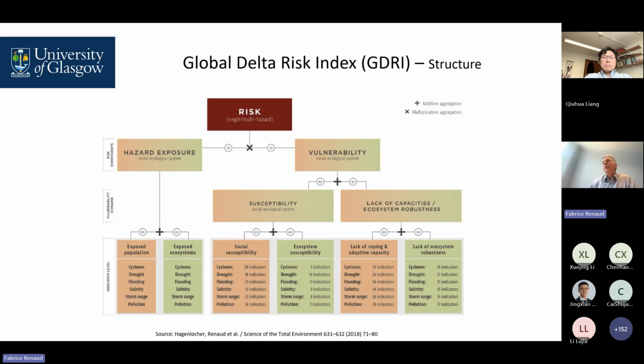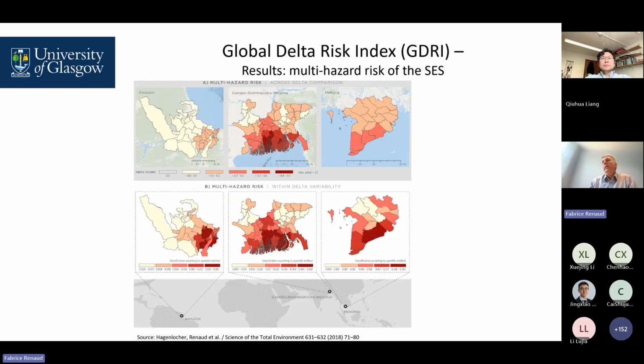And in terms of the computations that we were then going to carry out, you can see here at the base of the figure the exposed populations and the exposed ecosystems. And in terms of the susceptibilities and the lack of capacities and adaptation capacities, the equivalents both for the social and ecosystems dimensions. So basically, we had indicators that were relevant for all these dimensions. And I have to mention that this was for a multi-hazard risk assessment. So you can see cyclones, droughts, flooding, salinity, storm surges, and pollution. So combining all this, we computed the risks for 3 deltas where the project was active, which was the Amazon, the Ganges-Brahmaputra-Meghna Delta, and the Mekong Delta in Vietnam.